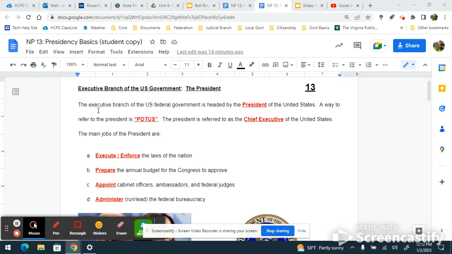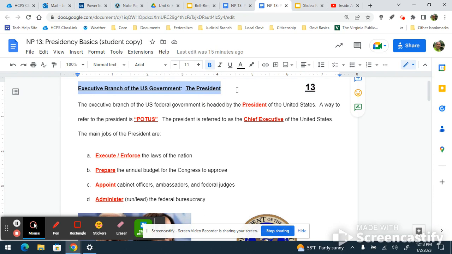This is note page 13, Presidency Basics. At this point of the year, you've already learned that we have a legislative branch of government. They're the U.S. Congress, and they make the law. Now it's time that we get into the executive branch of government, led by the president.